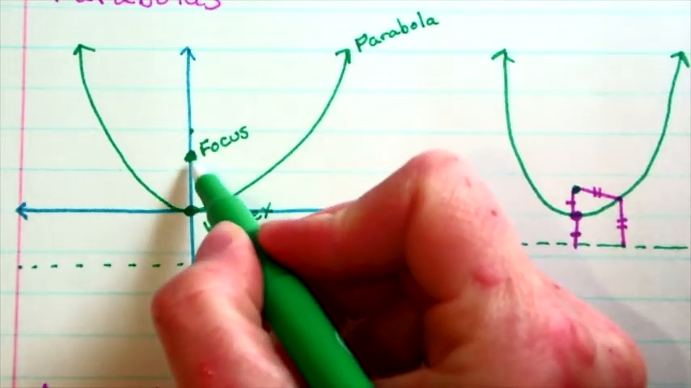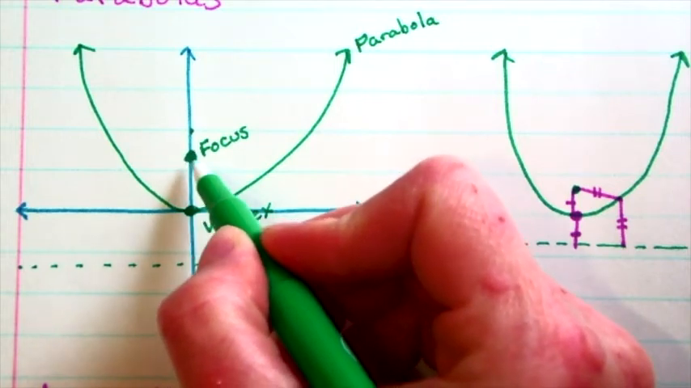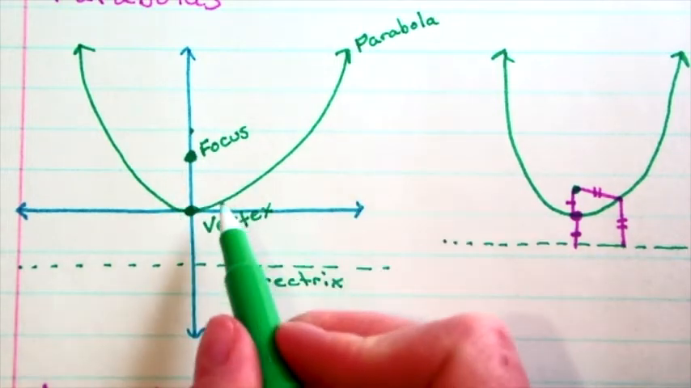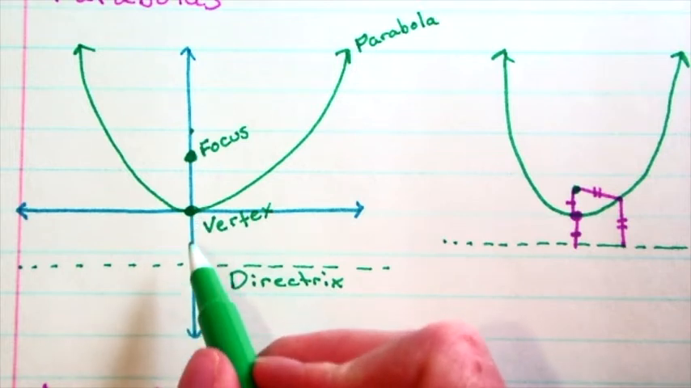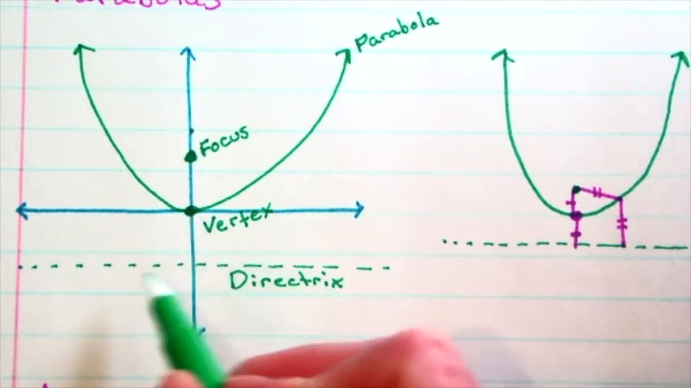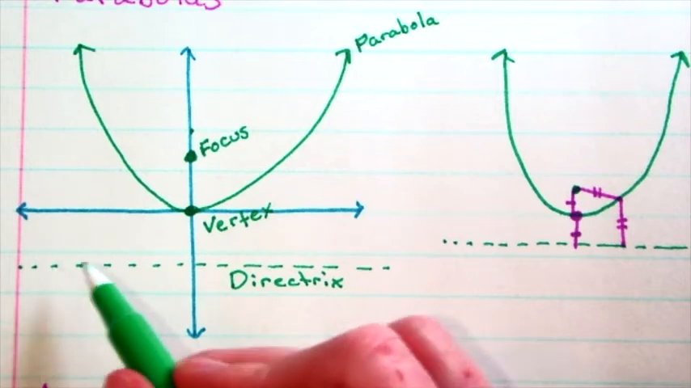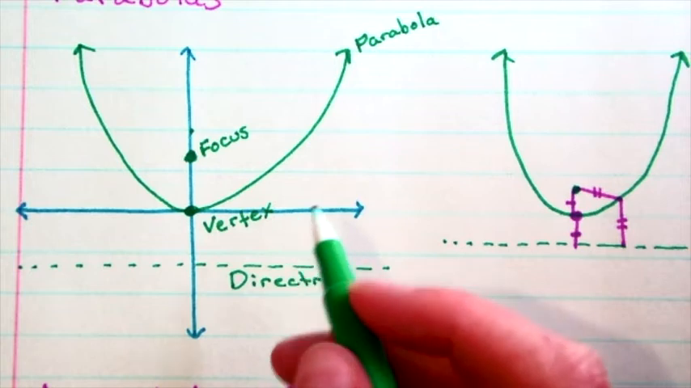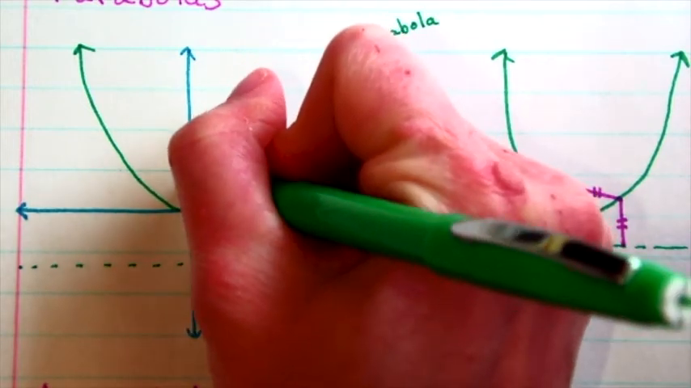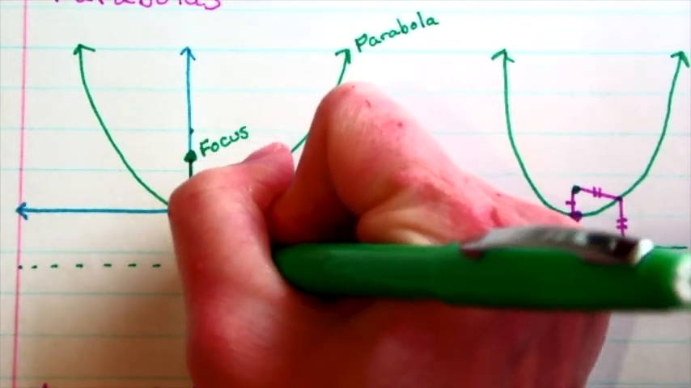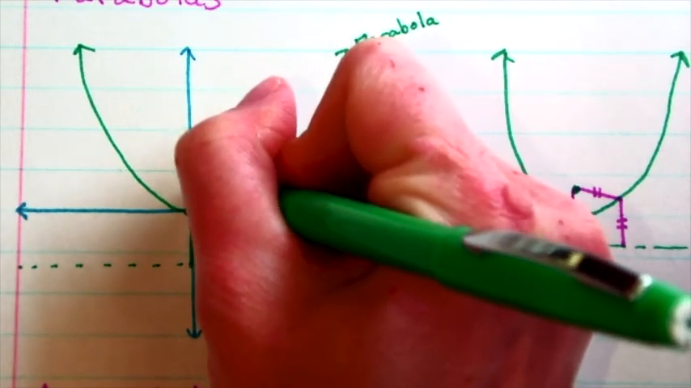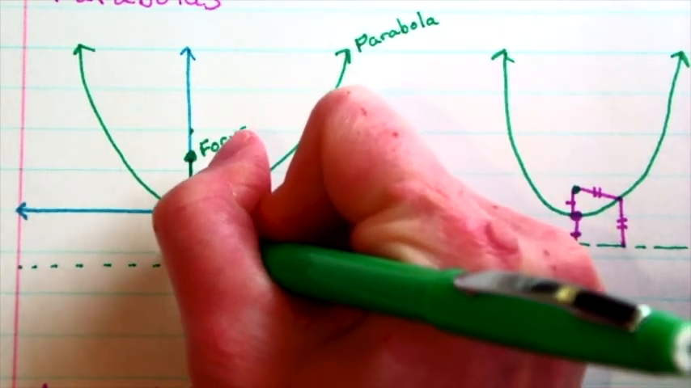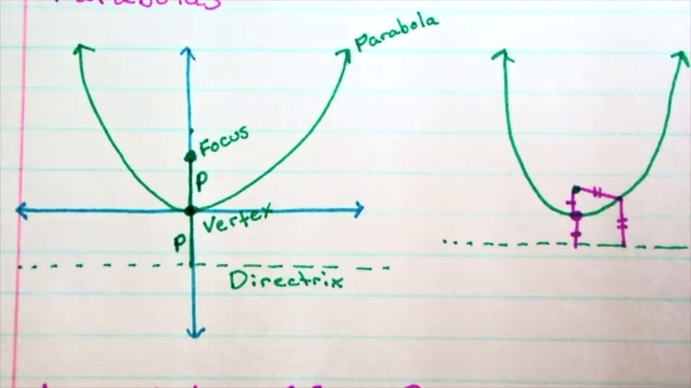So when we look at the focus, it's located inside the parabola. And the directrix is located an equal distance on the other side. The directrix is, in this case, a horizontal line. If our parabola opens up to the side, it'll be a vertical line. But these two are equidistant. So we're going to call this distance P, and we're going to call this distance P. And that P is important because it's going to show up in our new type of formula when we talk about parabolas in just a second.